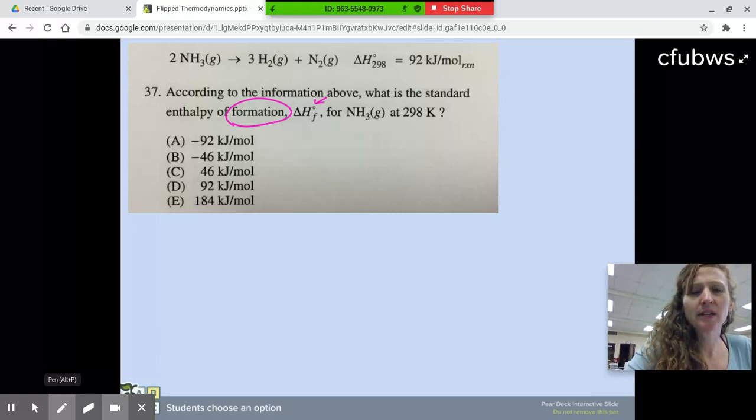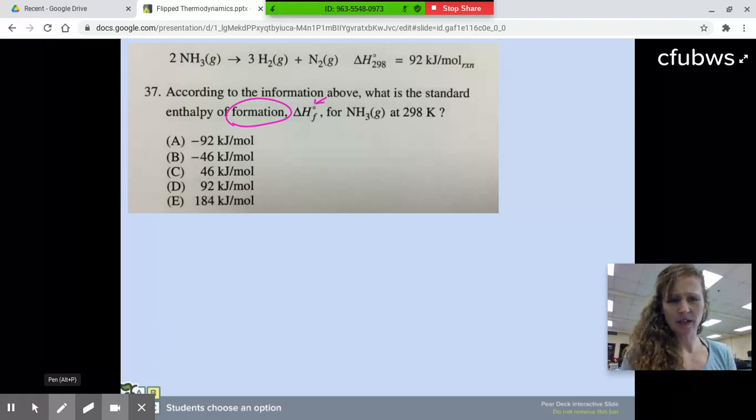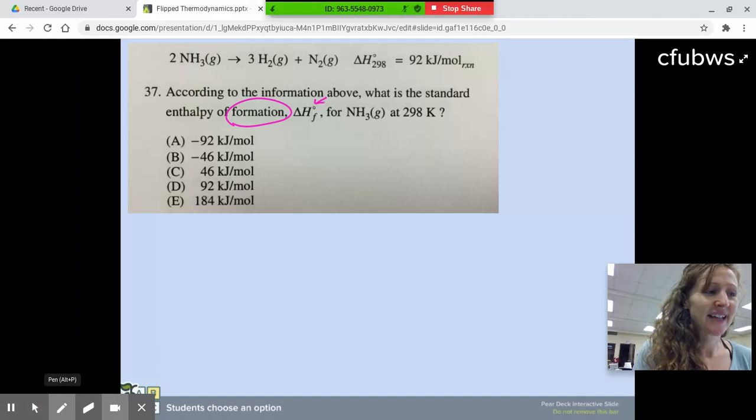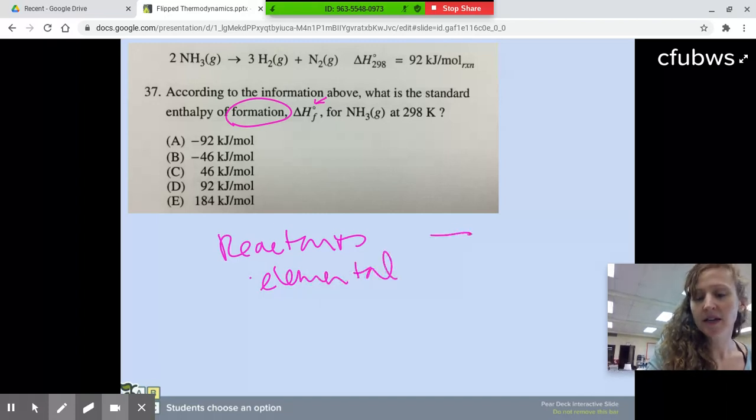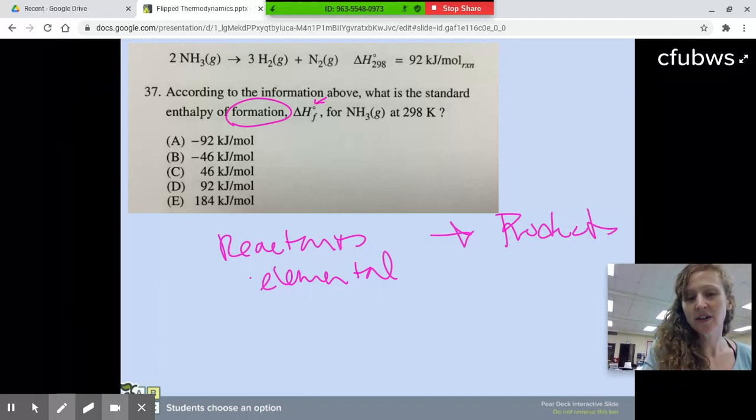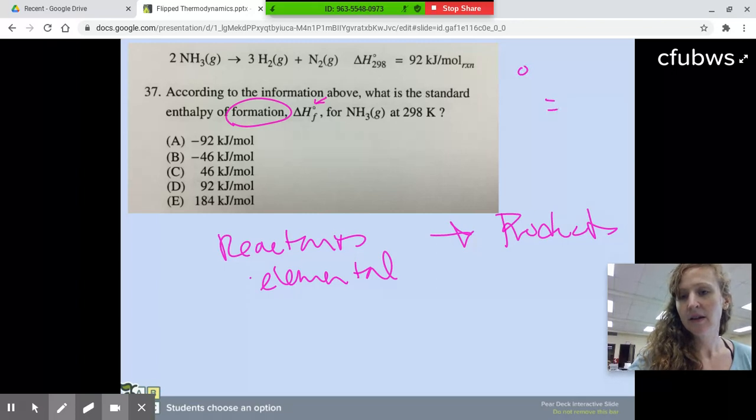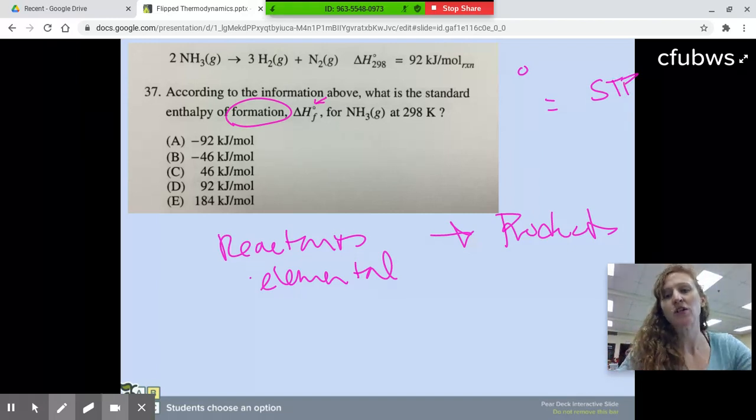Oh, actually, have you guys watched the video on enthalpy formation yet? Or is that tonight? I don't remember. Yes, Callie got it. Elements are in their natural state. So whatever your reactants are, they have to be elemental, and then you form products. And the standard means STP, so standard temperature and pressure, 25 degrees Celsius, 1 atmosphere of pressure, and then also 1 mole of product.